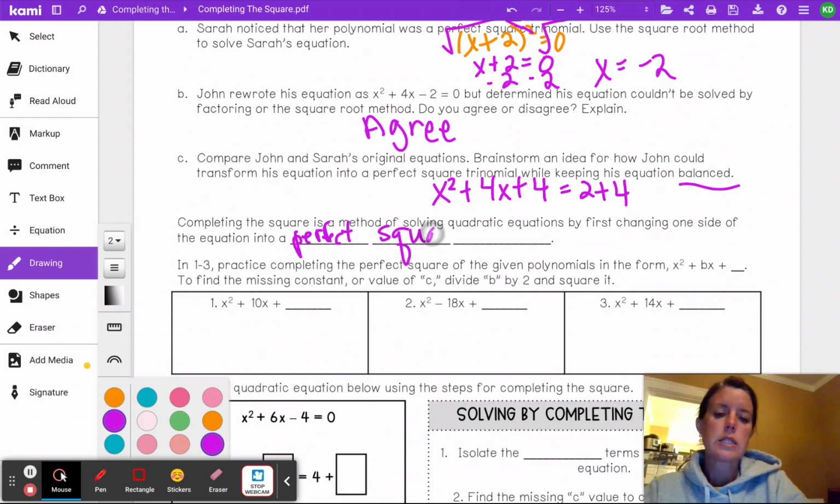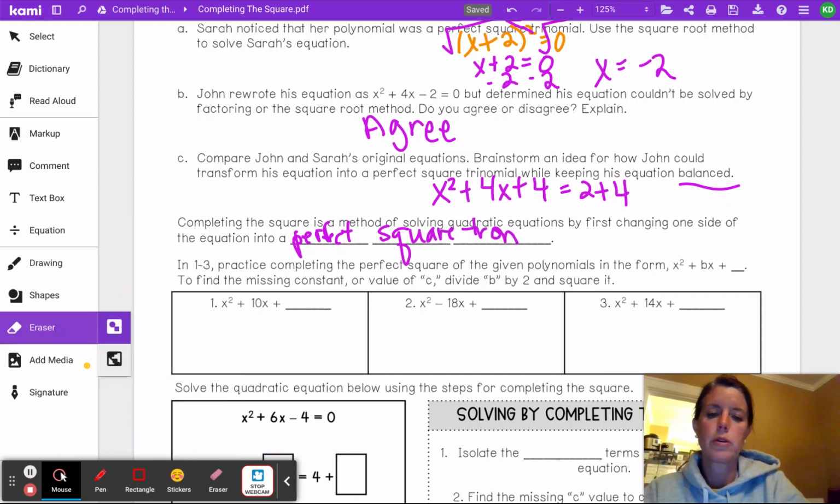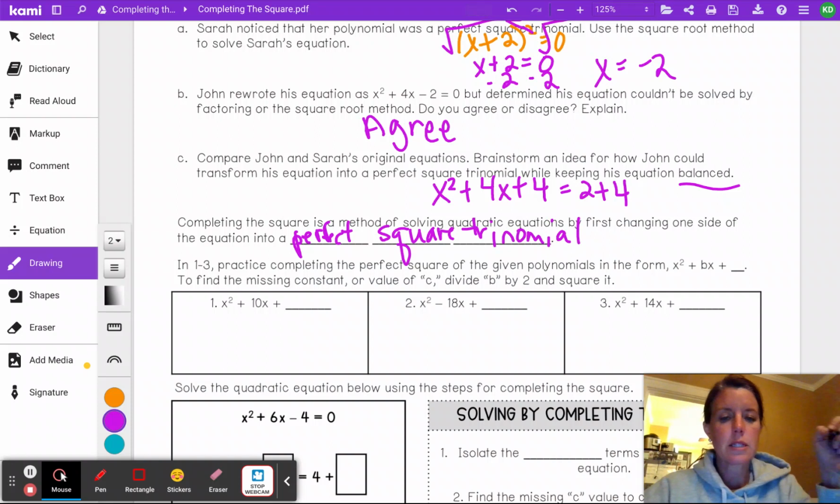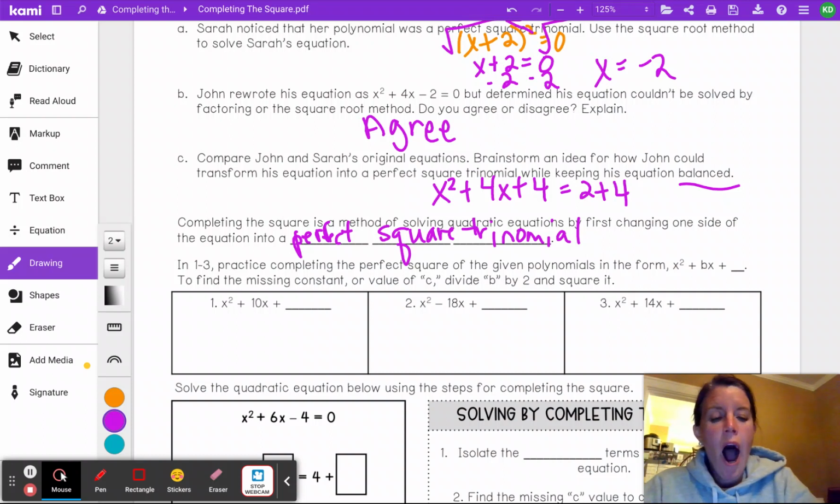All right, next it says practice completing the square of these polynomials in the form x squared plus bx plus, we need to find out what that value is that is going to make this a perfect square trinomial. And this is a formula. This is why I like completing the square because it's a super easy formula. So you take that value of b, divide it by 2, and then square it.